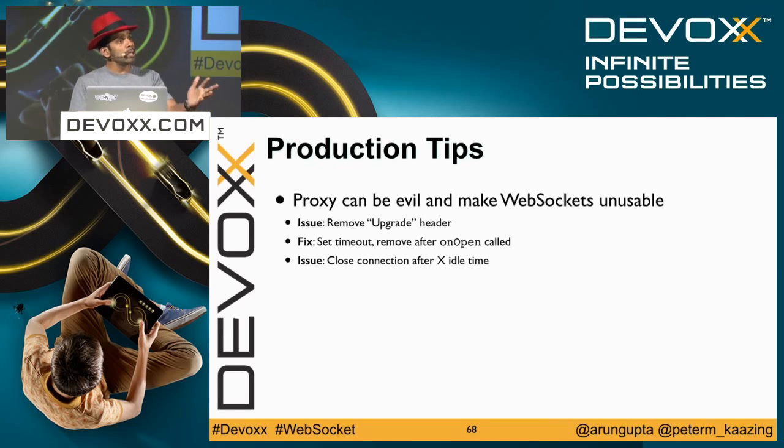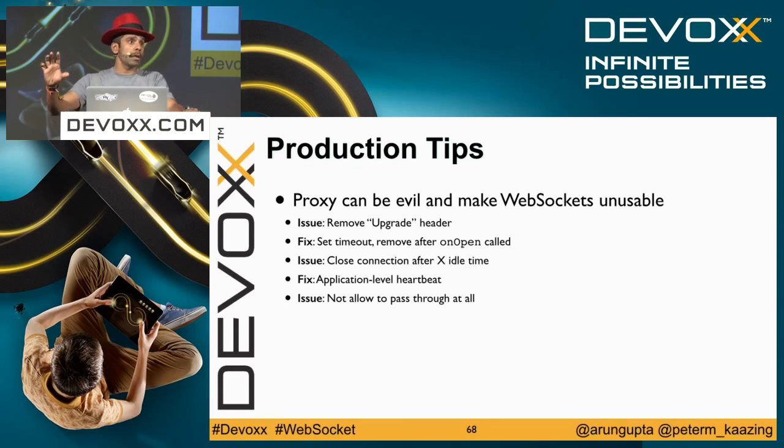The other thing is the TCP connections can be closed if they're idle for a certain amount of time, say 5 seconds or 10 seconds, whatever your proxy setting is. In that case, you need to build an application level heartbeat. That means you do ping pong at the application level, which is very important. In certain cases, proxies could be strict that, okay, these are the only HTTP headers that are allowed, anything else is not allowed to pass through.